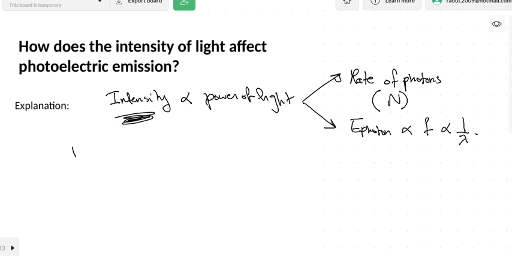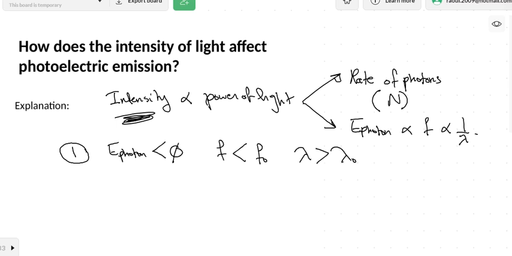The first condition to understand intensity: we consider that the energy of the photon is less than the work function. Or we can say the frequency of the used light is less than the threshold frequency, or the wavelength of light is greater than the lambda maximum or lambda threshold. So in this condition, if the energy of the photon is less than the work function, the intensity doesn't affect photoelectric emission, because this photon is already weak and not able to remove an electron.